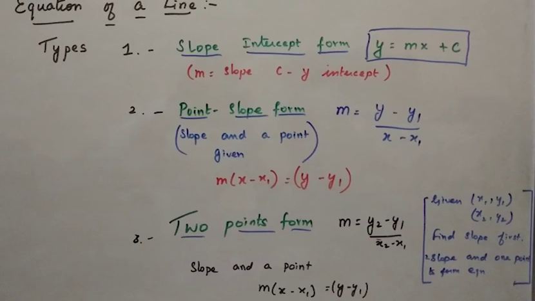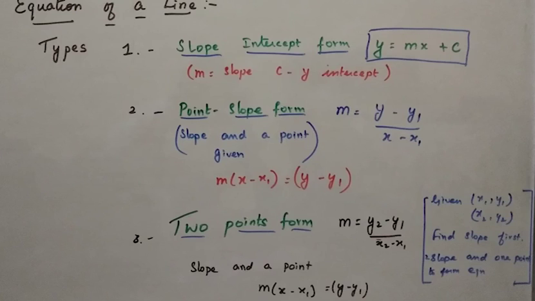Equation of a line. Three forms are there. First one, slope-intercept form. Slope will be given and y-intercept will be given. We have to frame the equation y is equal to mx plus c, where m refers to slope and c refers to y-intercept.